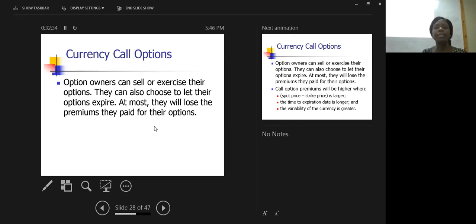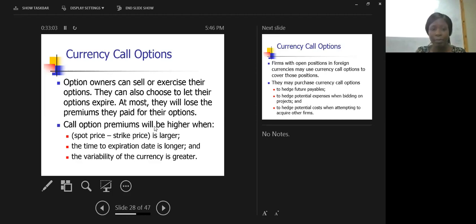Option owners can sell or exercise their options, right? They can sell it, which means they close it off if it has value, or they can exercise it. Or if it's out of the money, it will expire worthless. At most, they will lose the premium they paid for the option, right? So if it expires worthless, that's the worst. On a long call, the most you would lose is how much you paid for this type of service, right?